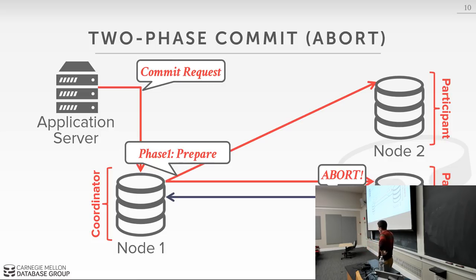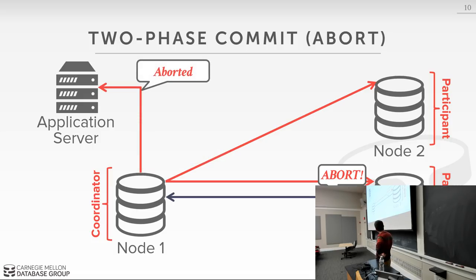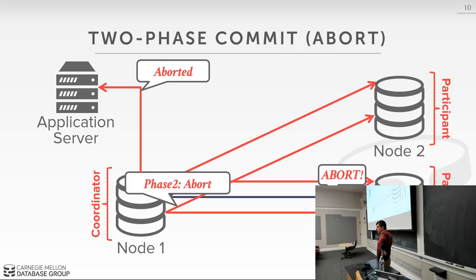As soon as the coordinator gets one abort message from any participant in the transaction, it knows this transaction cannot commit. So it can send back the abort message immediately to the application server, and then it sends out the abort message in the second phase. So even if this guy up here says, oh, it's okay for me to commit this, he can't actually commit until he sees the commit message in the second phase. So he sees abort and says, all right, even though I said I wanted to commit, we can't commit this, we're going to abort this transaction.